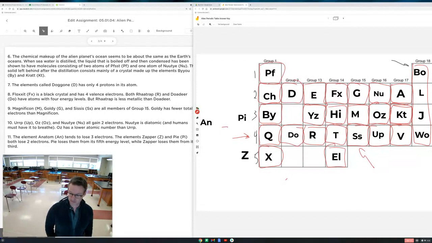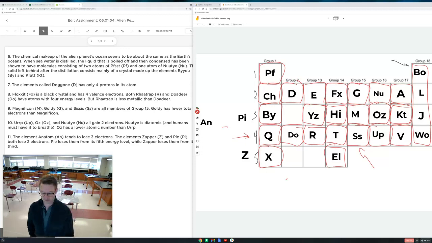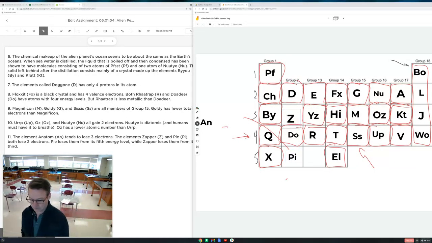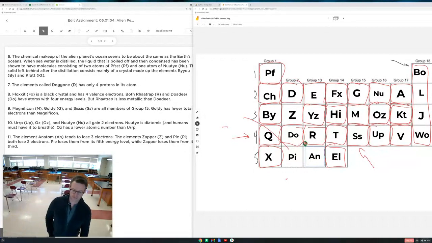All right, last one. A tends to lose 3 electrons. Z and Pi both lose 2 electrons. Okay, Pi loses 2 electrons from its 5th energy level. So that means it's in the 5th row. If it has a 5th energy level, it has to be in the 5th row. And for 2 valence electrons, that means it's in group 2. And Z also has 2 valence electrons. It loses 2. A, it said loses 3, which means it's in group 13 with 3 valence electrons.